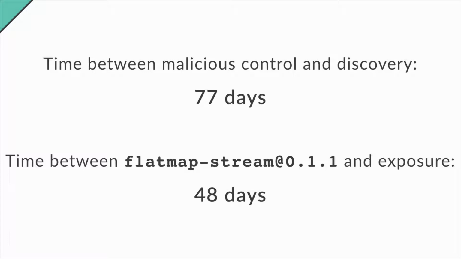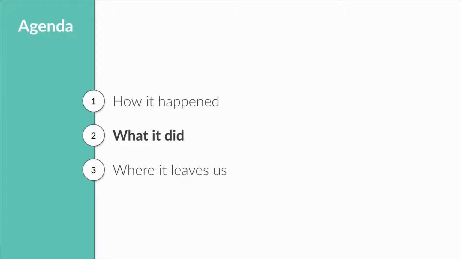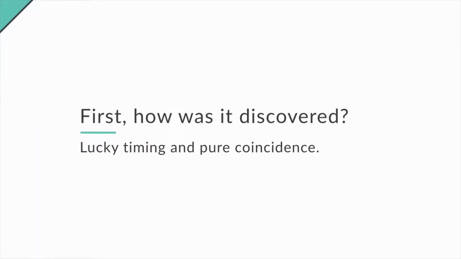And as you can imagine, most developers are supremely confident people with supremely privileged computers in companies that have all sorts of fun things inside them. And this is where this code is running. So, what it did. First off, I want to talk a little bit about how it was discovered. And you'll all be glad to know that it was just pure dumb luck and coincidence.